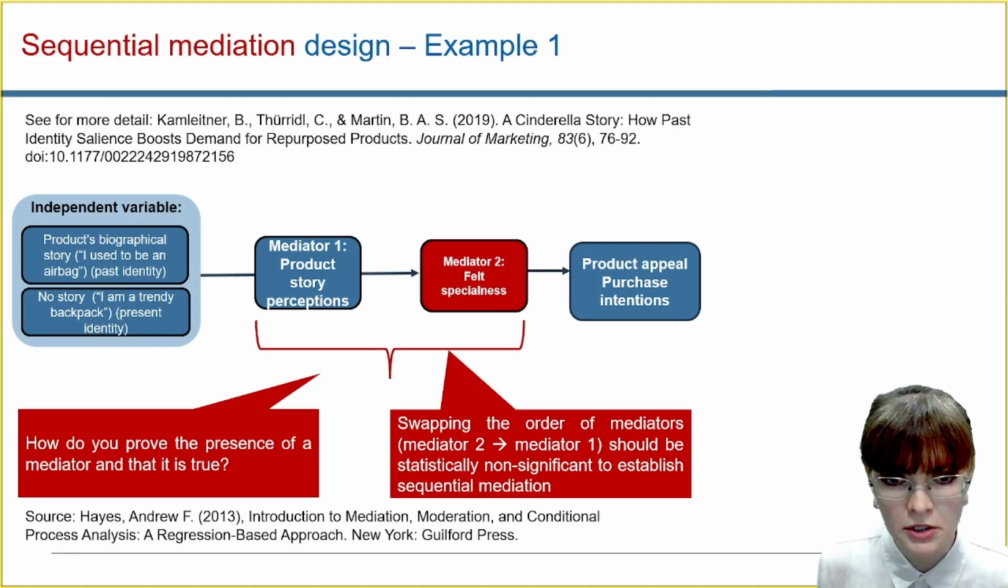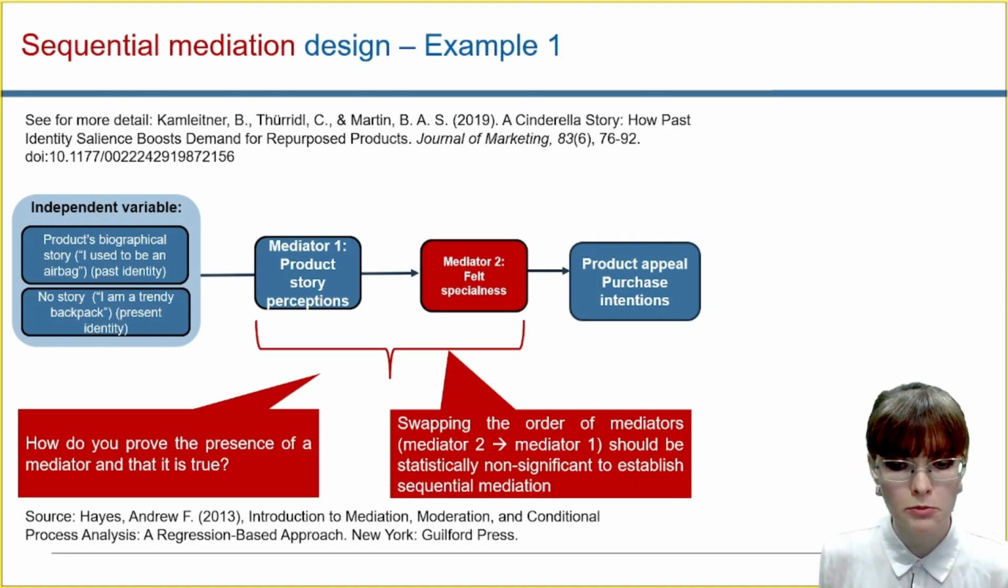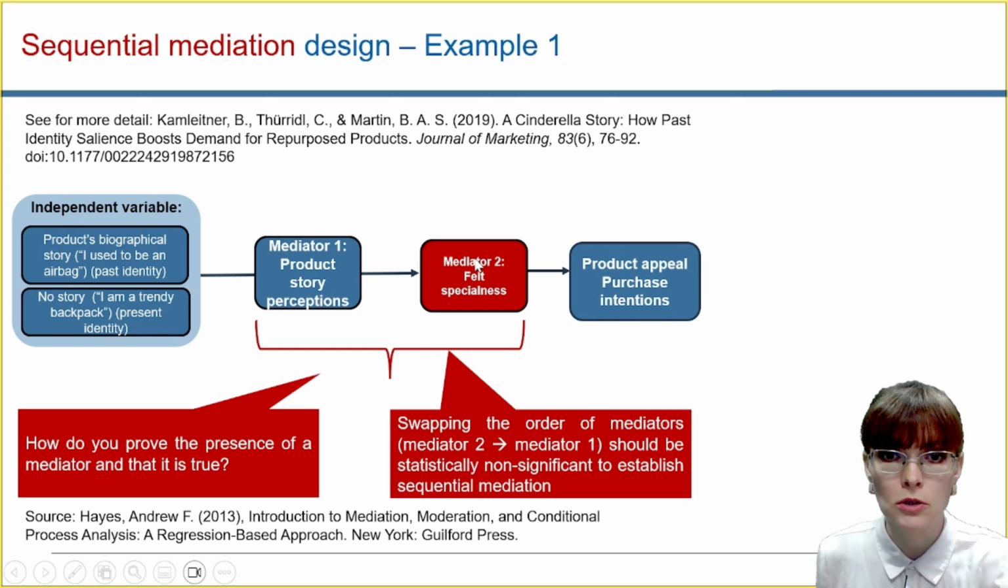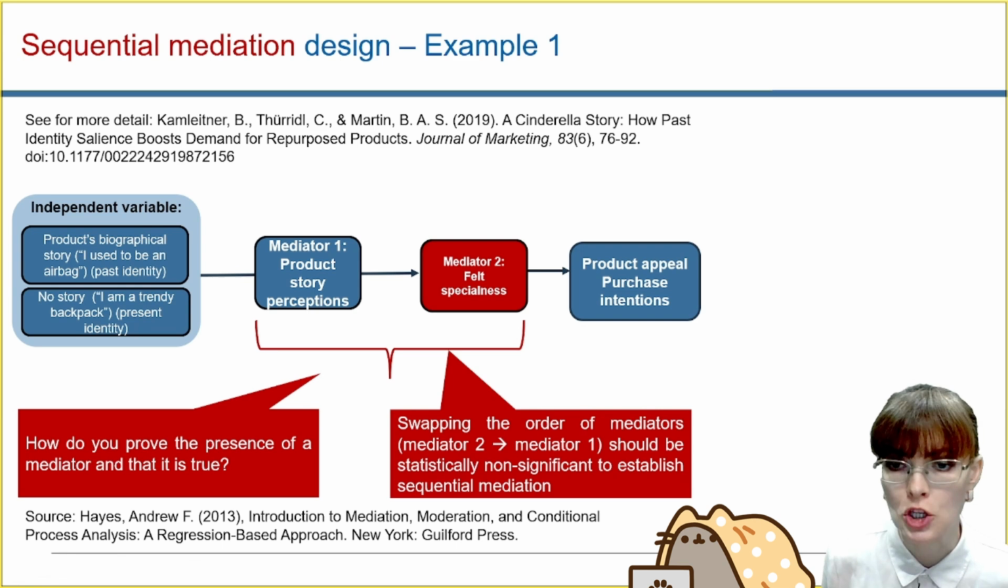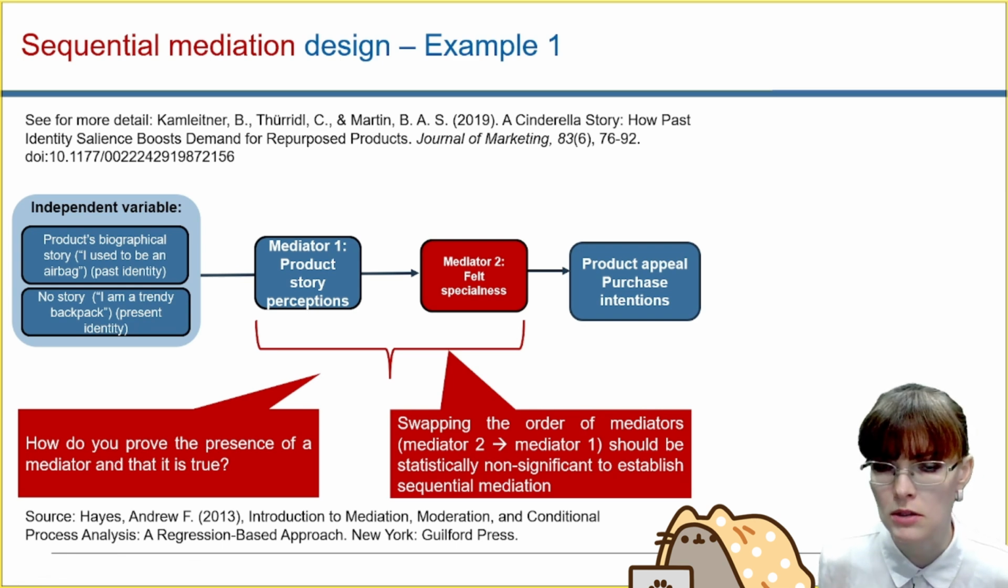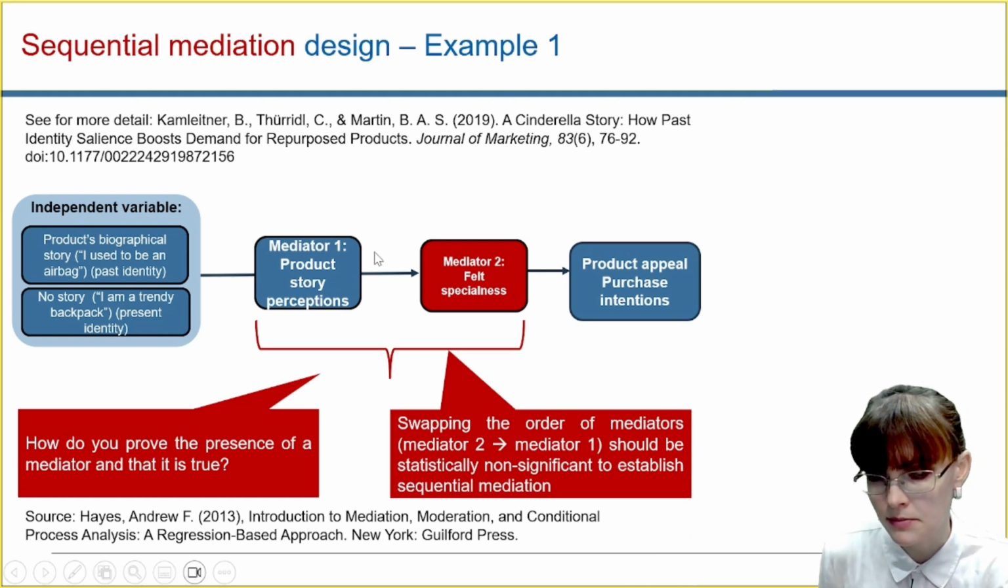Now, you may be wondering, how do I actually prove that mediator 2 is an outcome of mediator 1? Well, first, you try to build on a very strong theoretical foundation when you do your research on consumers or with individuals, whichever area of social sciences you're in. And you use this theory to explain why that would be the case.